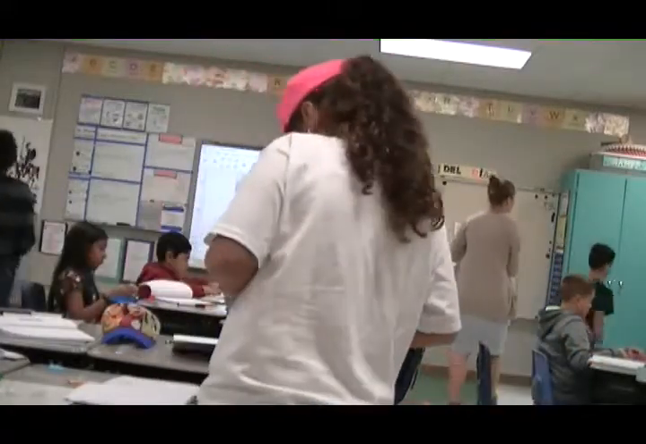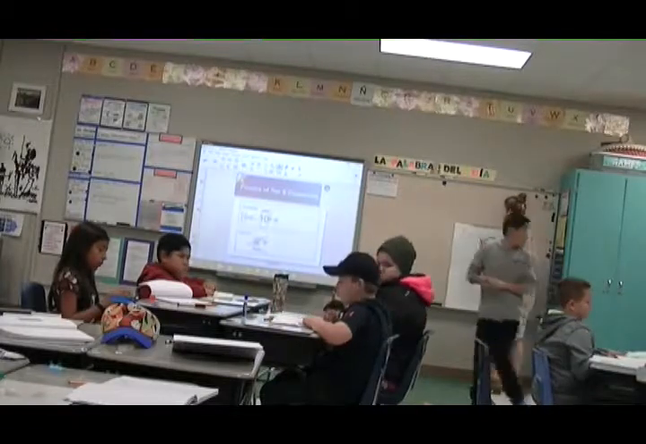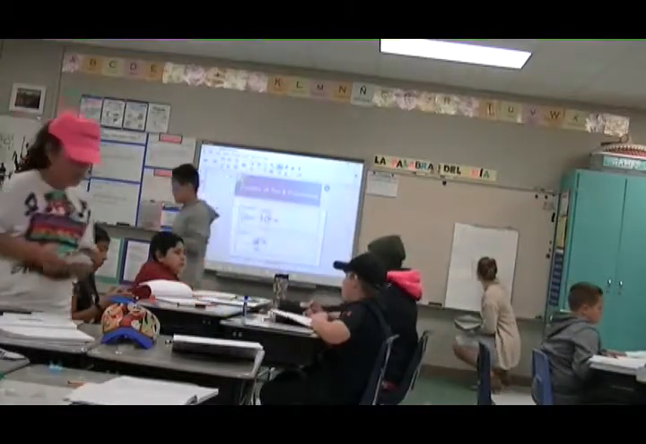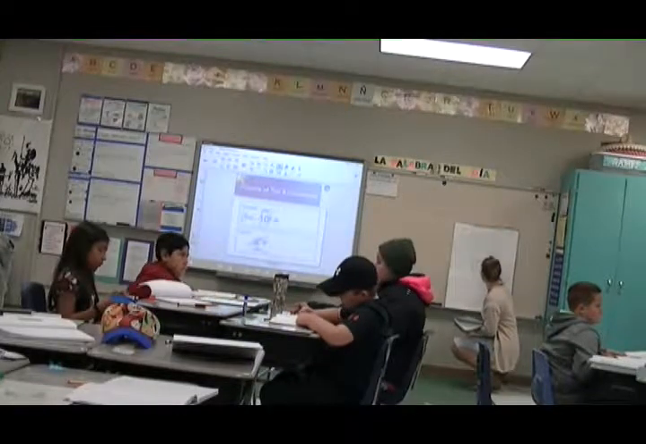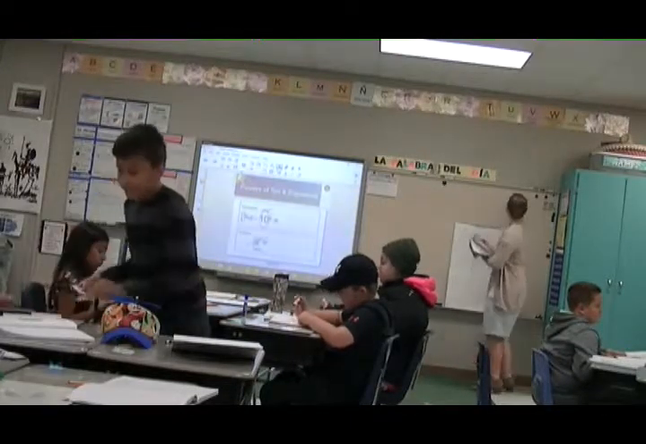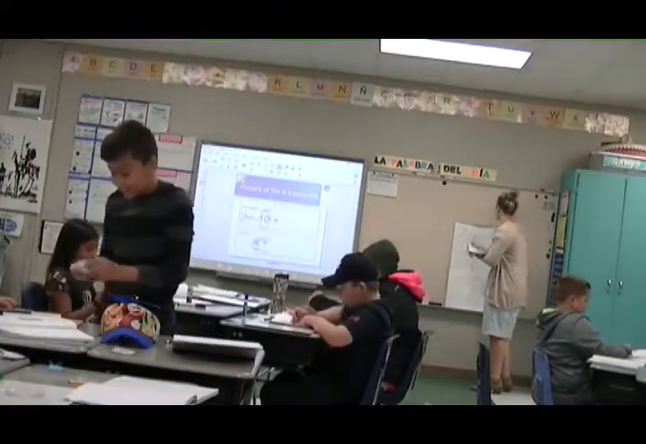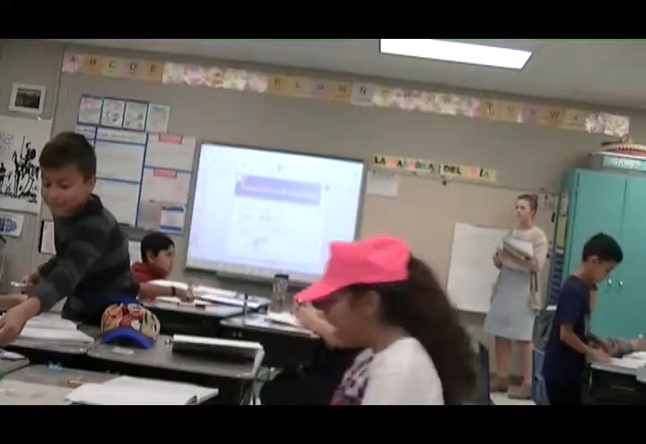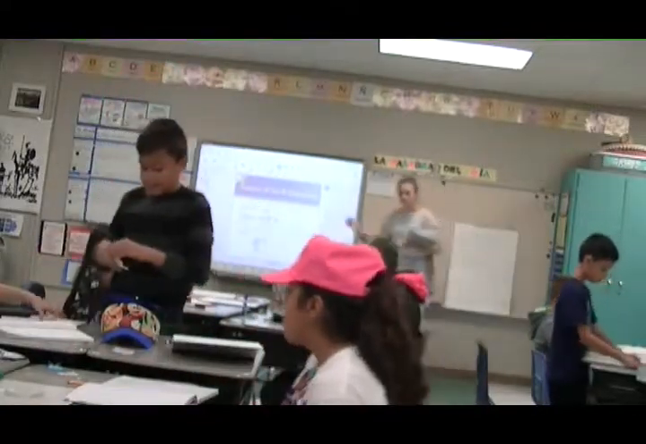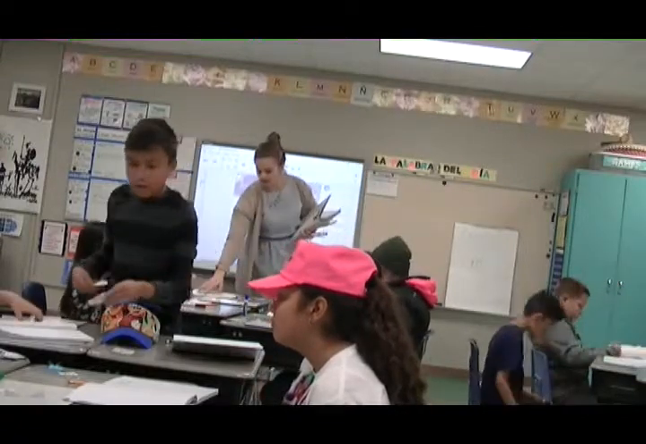You can grab another glue stick, yeah. So go ahead, glue the 10 in the very middle of the page, right there.